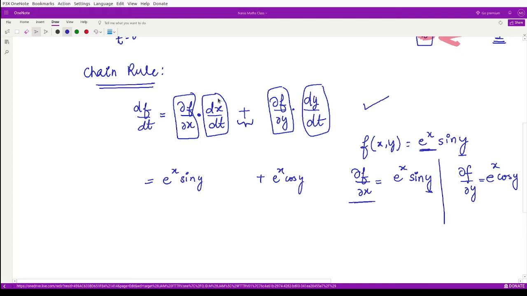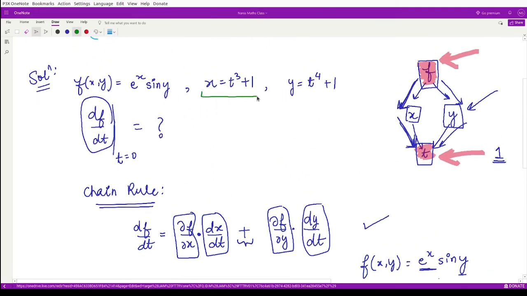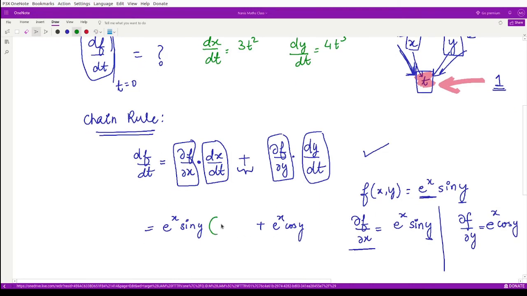Again, we are to determine the derivatives for x and y with respect to t. Now x is given to be this quantity, so when you simply take its derivative with respect to t, it would be 3t square, and when you take the derivative of y simply with respect to t, it would be 4t to the power 3. So we can substitute these values here. So we obtain 3t square here, and we obtain 4t cube here, right?